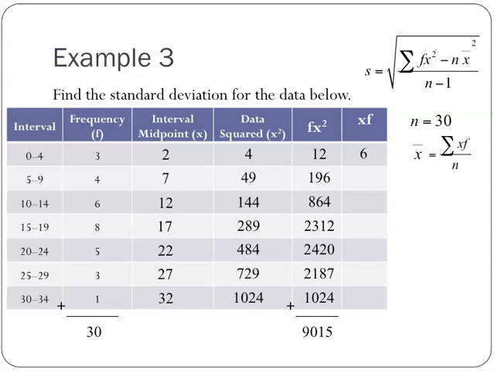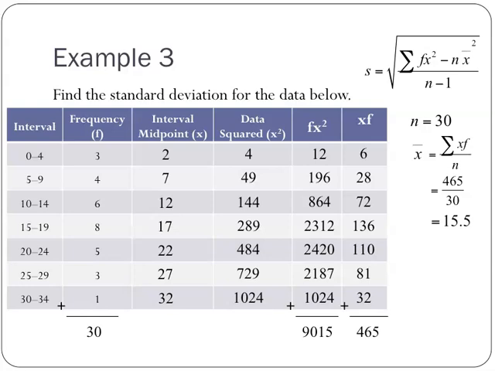So let's go ahead and find x times f in each of these. So that's 6, 28, 72, all the way down to the bottom. We're going to need to sum them all up. That's 465, and divide it by the frequency. So 465 divided by 30. And that's equal to 15.5.